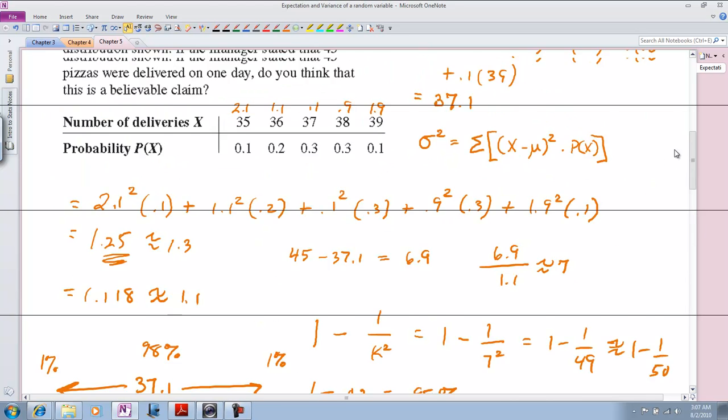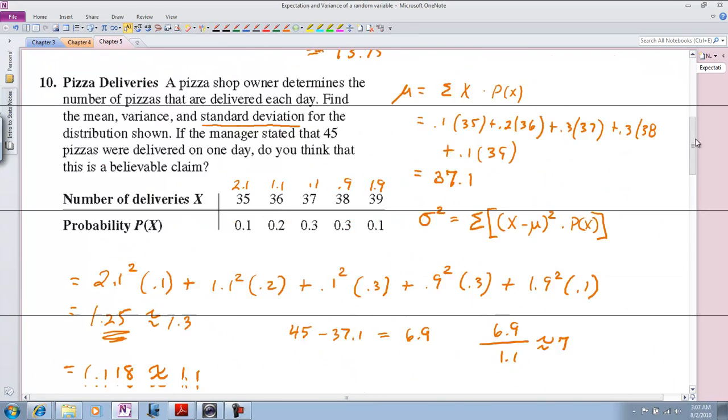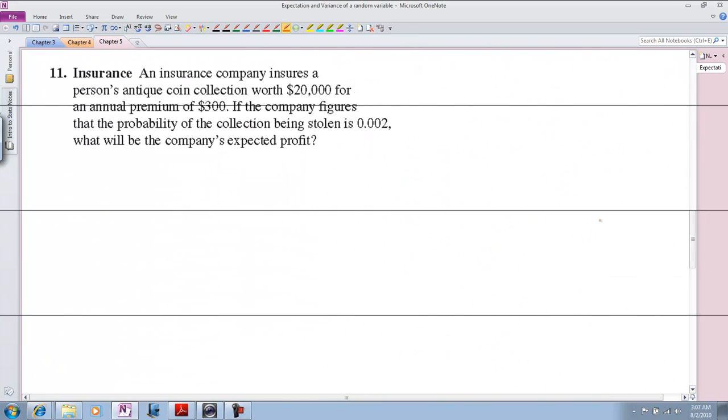We're still on the expectation and variance videos. And here's another example from your textbook. This one won't take too long, I hope. It says, an insurance company insures a person's antique coin collection worth 20 grand for an annual premium of $300. If the company figures that the probability of the collection being stolen is 0.002 or 1/5%, what will be the company's expected profit?